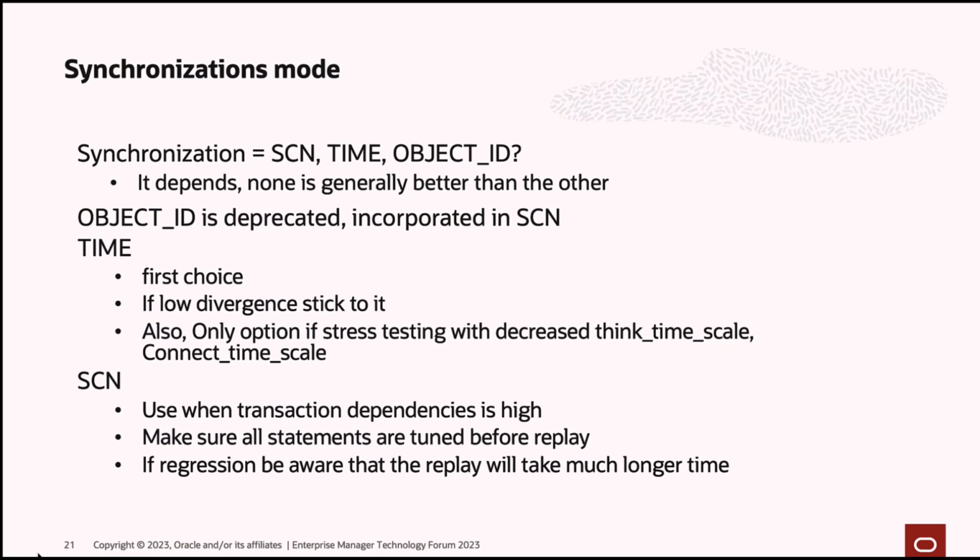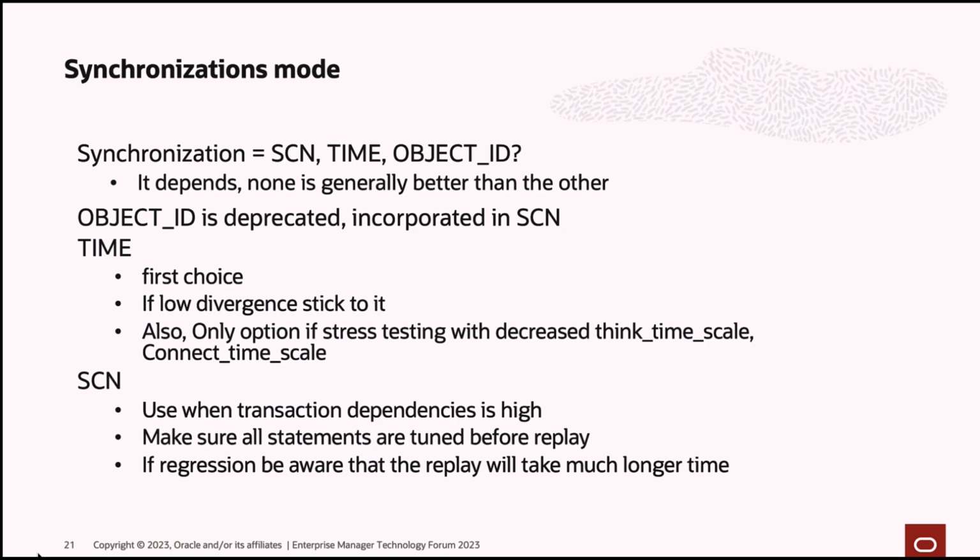By working fine, we mean rather low divergence, less than 10%, and it should not cause high load on the database. It is also the only option that works if you stress test your database using think time scale and connect time scale, since the reduction of it will have minimal effect when replaying in SCN mode. If time-based doesn't work well, then test with SCN.